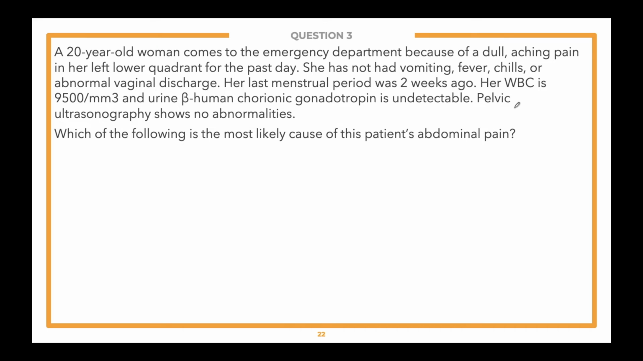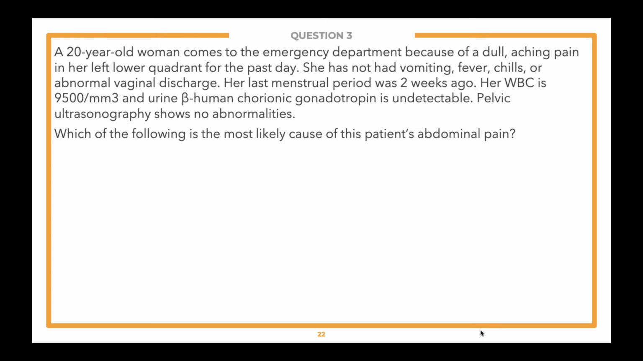Once again, the answer choices are covered up, and we will begin with the lead-in. Which of the following is the most likely cause of this patient's abdominal pain? I'll give all of you a few seconds as always to respond in the question box and let us know how many steps you believe this question will require. And then we'll take a look at that vignette. All right, I see some responses coming in.